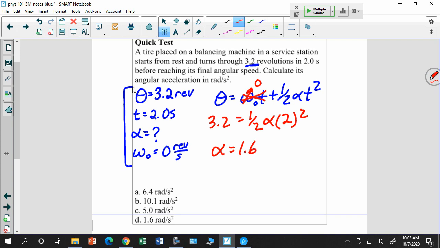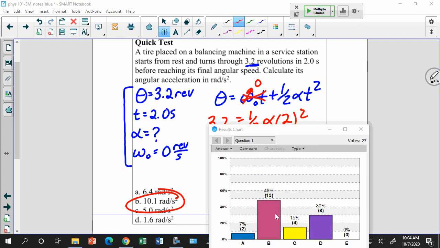And a lot of you did put D, in fact, but recognize that that is 1.6 revolutions per second squared. So now I need to make an extra step to convert this into radians per second squared. I know that in 1 revolution, there are 2 pi radians. So that's 1.6 times 2 pi. I think that's 10.1, right? Well, it should just be 10 point, to keep proper sig figs, or 10.1 radians per second squared. Which I think most of you put, but some of you did put D. So that's why.